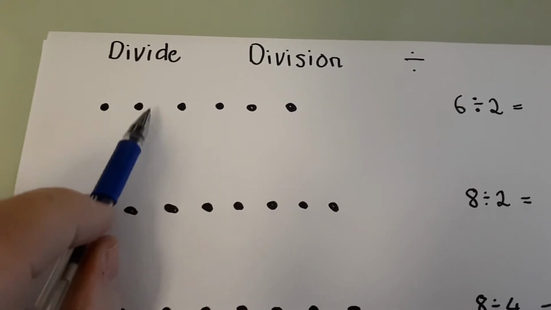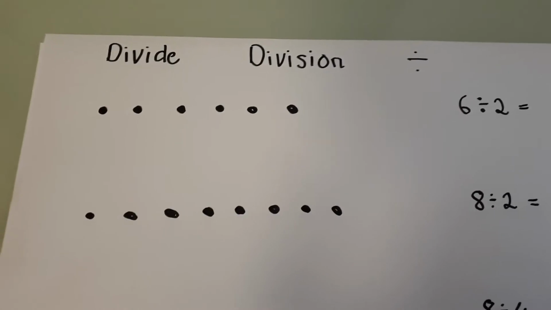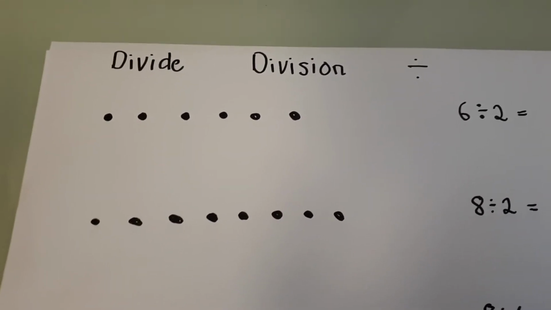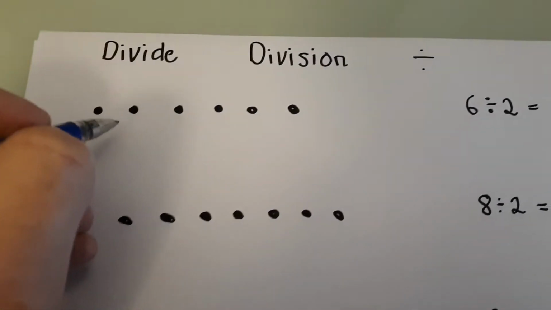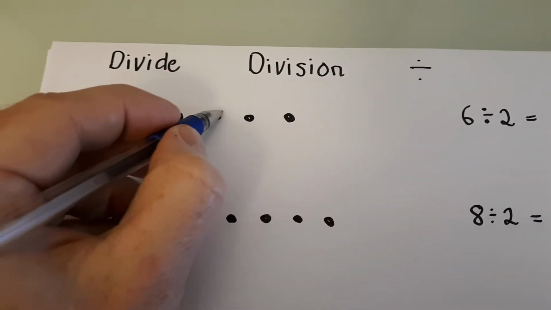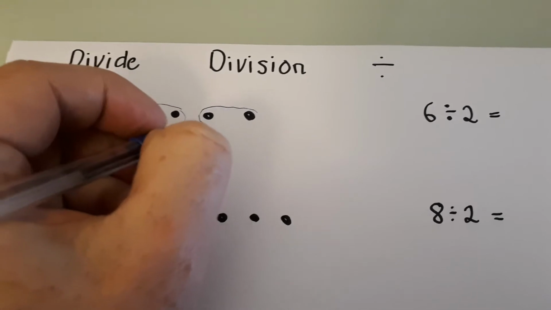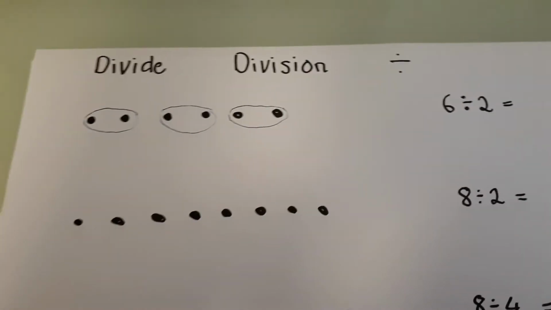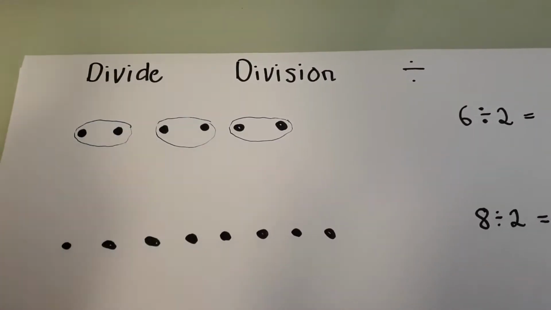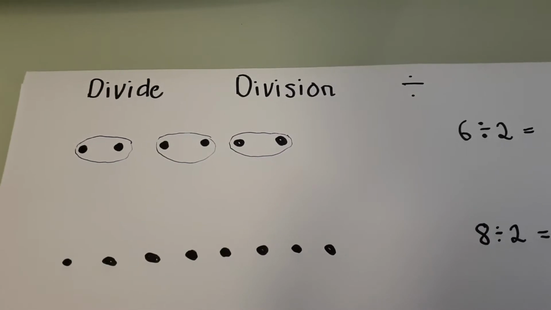I have 1, 2, 3, 4, 5, 6. Imagine there are 6 chocolates. And I'm going to divide those up into groups of 2. We've learnt about groups. So I'm going to make a group of 2 with my pen, and I'm going to make another group of 2 with my pen, and I'm going to make another group of 2 with my pen. So with my 6 chocolates, I've made groups of 2. 2, 4, 6.